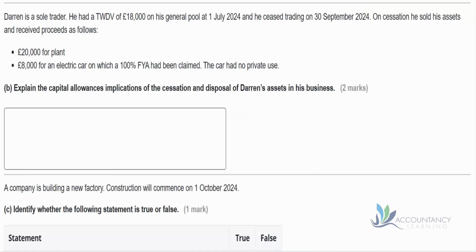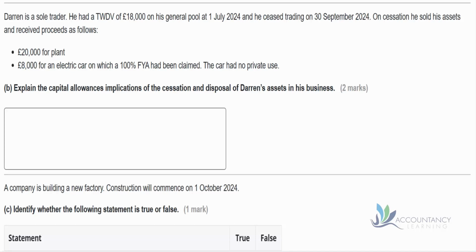We now move on to part B of the question. So Darren is a sole trader. He had a tax written down value of 18,000 on his general pool at the 1st of July 24, and he ceased trading on the 30th of September 2024. On cessation, he sold his assets and received proceeds as follows.